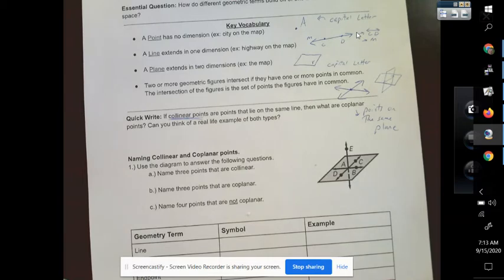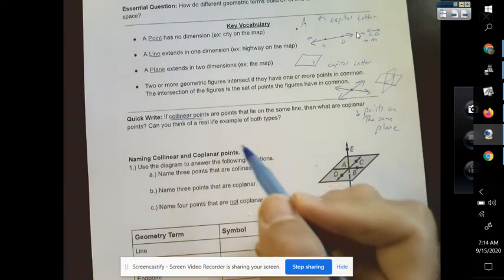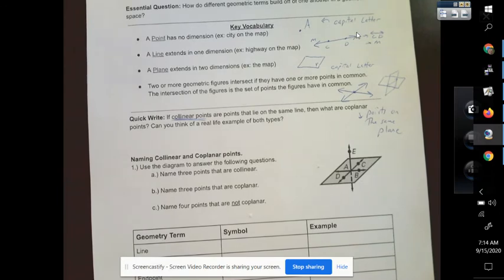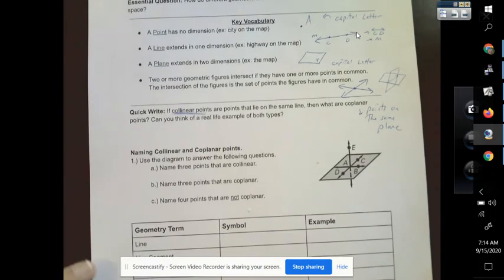Can you think of a real-life example of both types? Collinear: where would you see points in the same line? I use the example of desks in the classroom. I know you can't see that right now in this video, but desks in the classroom going straight back, right? Coplanar: if you look at all the desks in my room, if you're all points, there you go. They're all on the same plane.